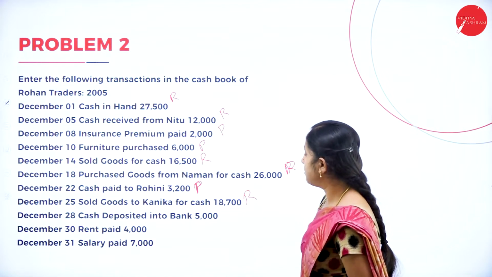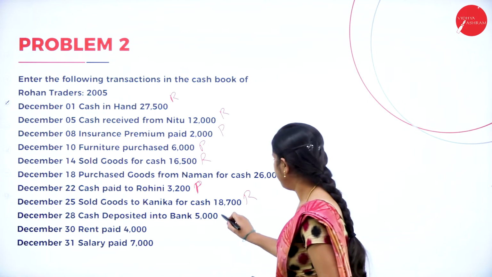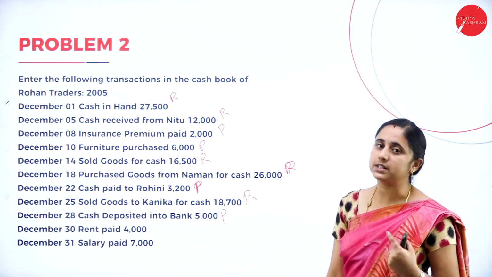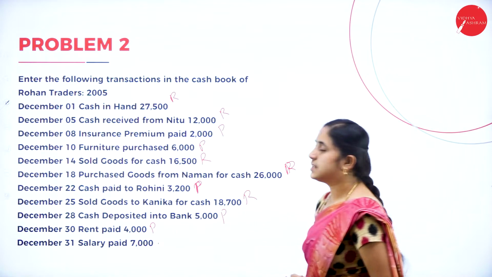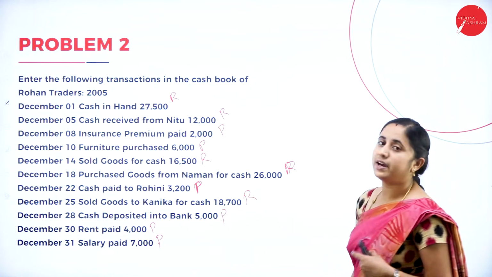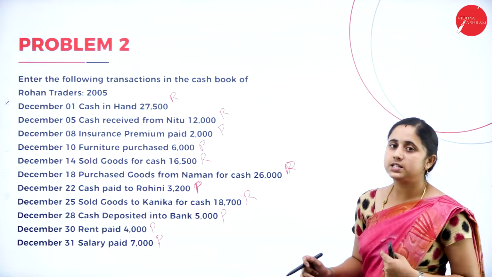Then cash deposit into bank. Here cash is going out, so payment. You paid to bank. Cash deposited into bank means cash is going out. Payment. Rent paid, payment. Salary paid, payment. First, you need to identify all the receipts and payments. Classify the receipts and payments, then start doing the problem.